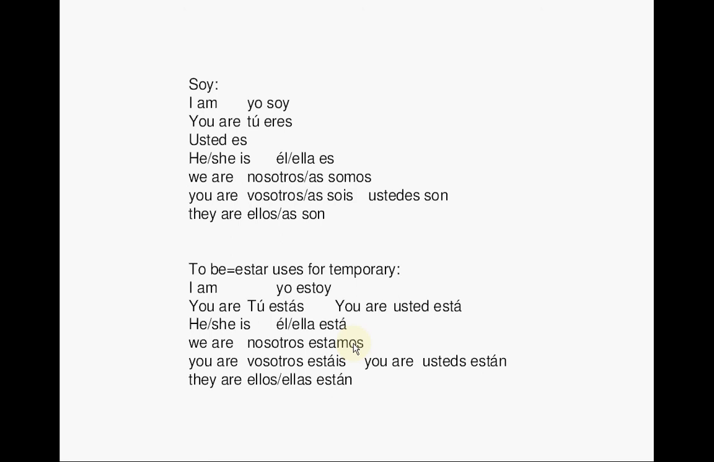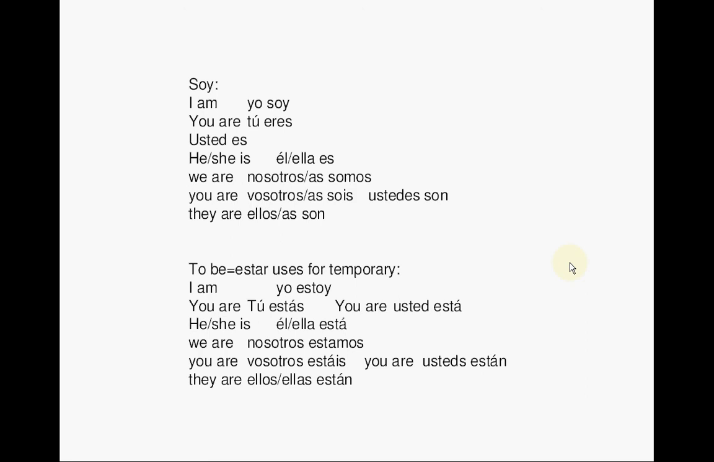Estar is to be also. I am, yo estoy or only estoy. Tú estás. Or usted está. Él or ella está. Nosotros estamos. Vosotros estáis, or ustedes están. They are, ellos or ellas están.